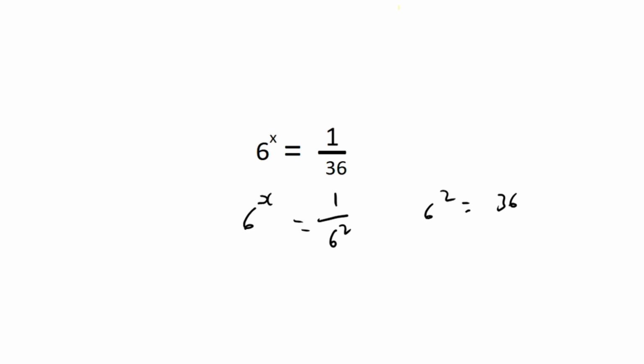So what you do, the same thing that I showed you. 1 over 6 to the power of 2 can be expressed as 6 to the power of negative 2. Okay, 6 to the power of x equal 6 to the power of negative 2. And what you do with the base, you just drop it away. Okay, x equal negative 2. Simple. Okay guys, simple. We move to the next one.